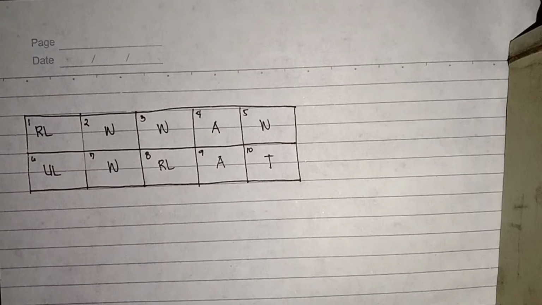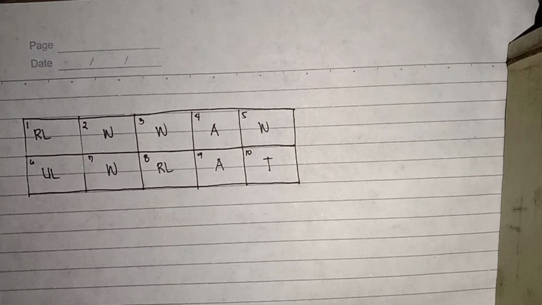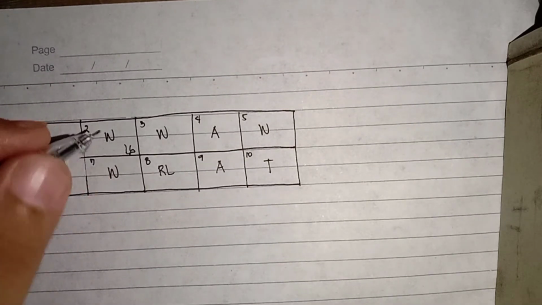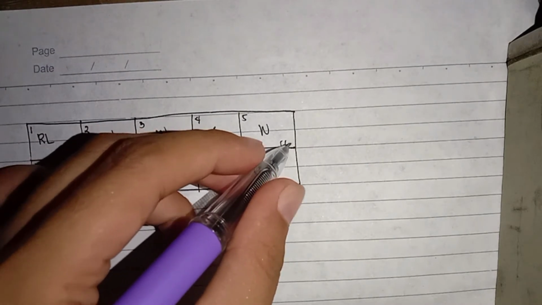Let's keep in mind that primary classification is focused only on whorl type fingerprints. In order to understand and simplify, let's put the numerical values of each finger. So, first pair has a numerical value of 16. Second pair has a numerical value of 8. Third pair has a numerical value of 4. Fourth pair has a numerical value of 2. And the last pair has a numerical value of 1.